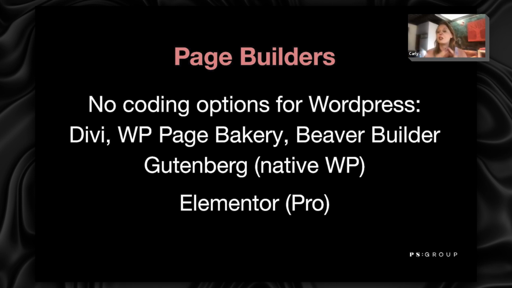So the options, there are a ton of options now. Divi, WP Bakery, Beaver Builder, and then there's the native WordPress design editor, which is called Gutenberg. We are going to be using exclusively the Elementor page builder, and we are specifically talking about the pro version.